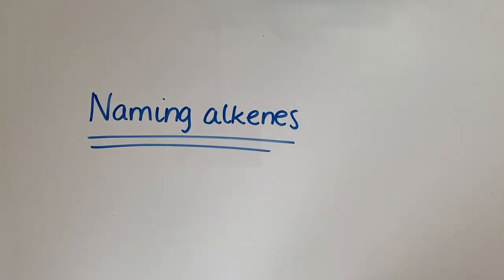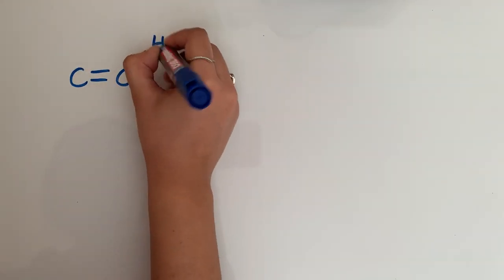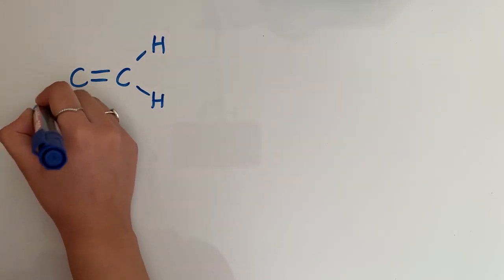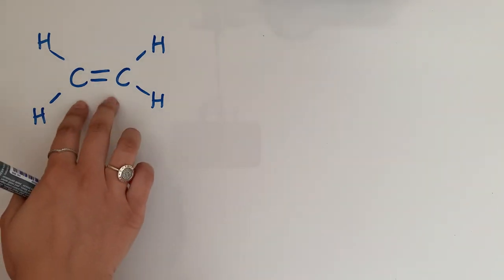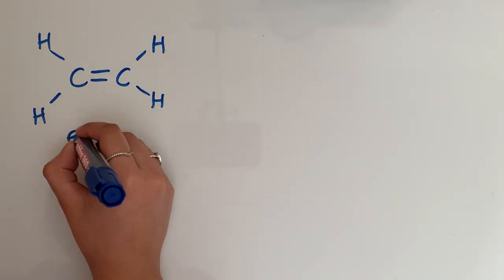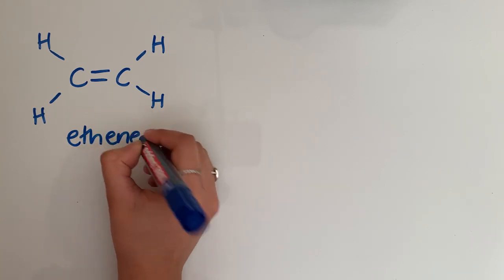We're now going to have a look at how we name alkenes. So in the previous video, I showed you that the simplest alkene that we can have is ethene. So ethene, in terms of the displayed formula, is just this. Okay, it's got one double bond in it, so it shows it's got the alkene functional group. It's got 2 carbons in it, so this is called ethene.